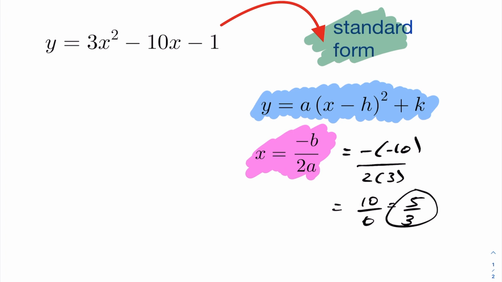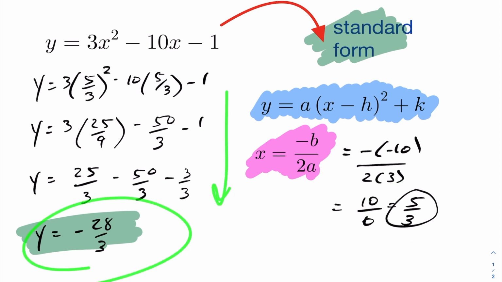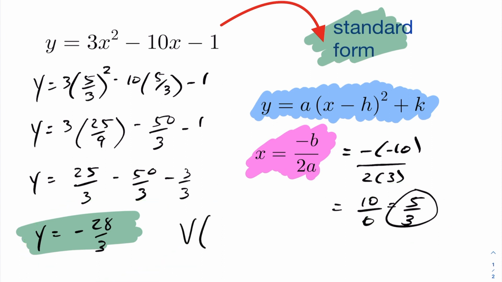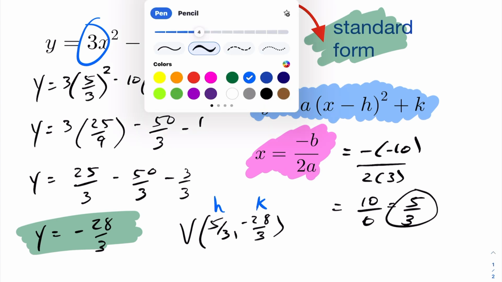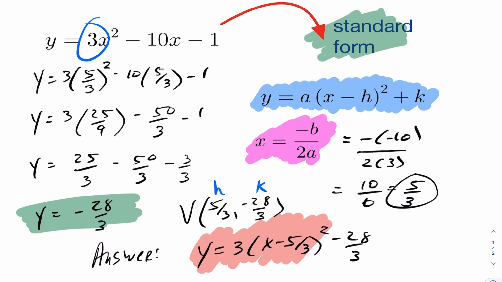I'm going to go ahead and sub that into our original equation to get the corresponding y value, and we end up getting here that y is minus 28 over 3, just by subbing that into my equation. Doing our algebra, we get minus 28 over 3. So I know the vertex of my quadratic is 5/3 and negative 28 over 3. Well, this is exactly equal to my h, and this is exactly equal to my k. And we already know, like we said, my a value is 3. Therefore, the answer to this question is y equals 3(x minus 5/3) squared minus 28 over 3.